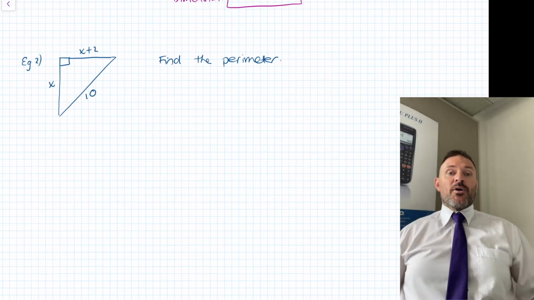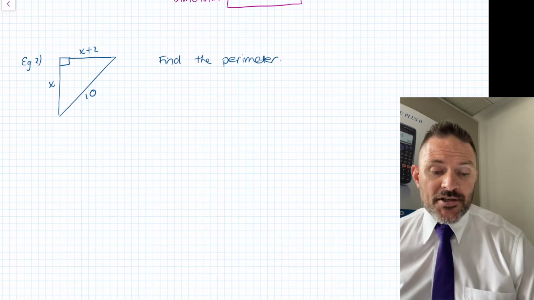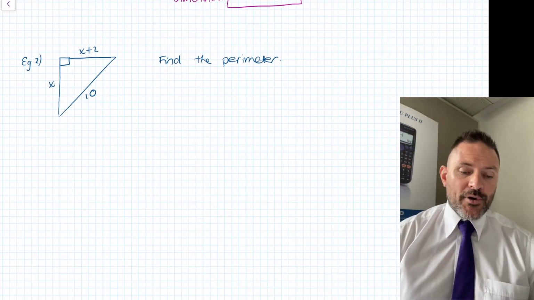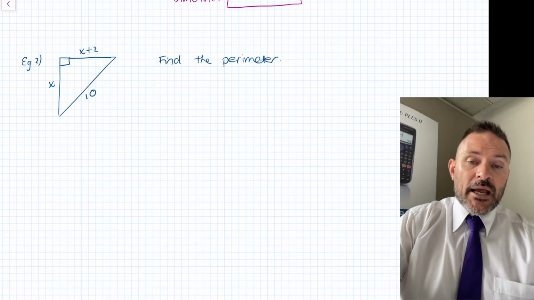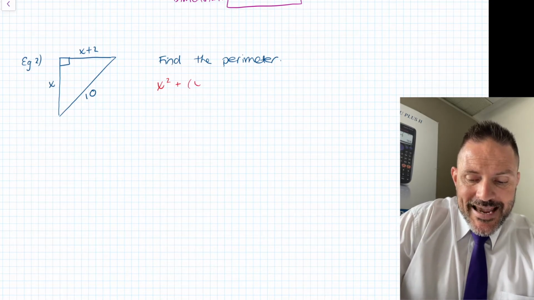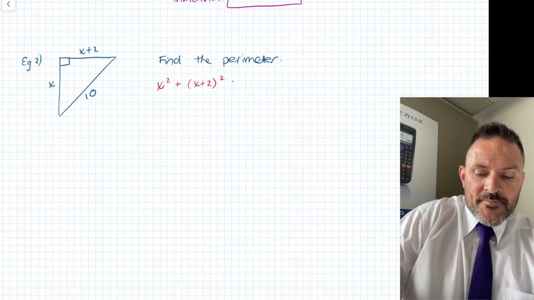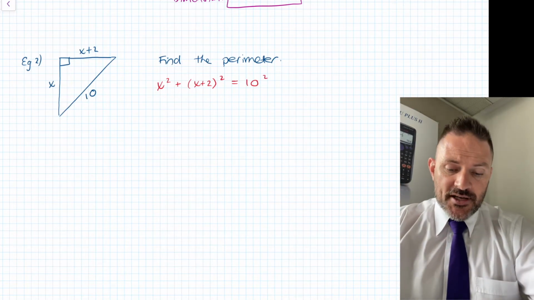Okay, another common question, if you want to pause it and have a crack at it, you're most welcome to. This is a Pythagoras question. There's no trigonometry because there's no degrees in there. It's all three sides. So let's start by applying a bit of Pythag. X squared plus x plus 2 squared equals 10 squared. That's coming from our a squared plus b squared equals c squared.